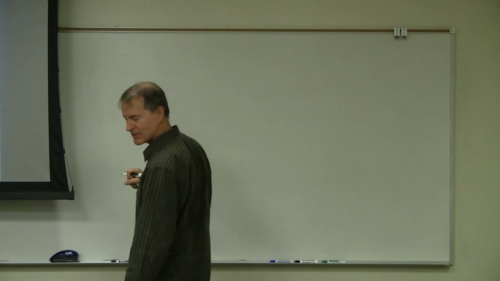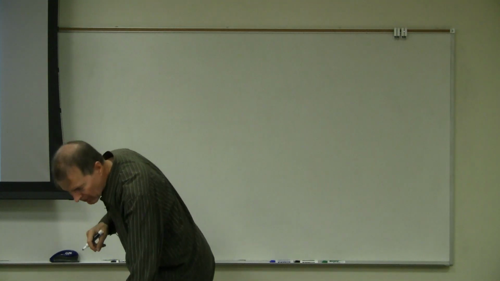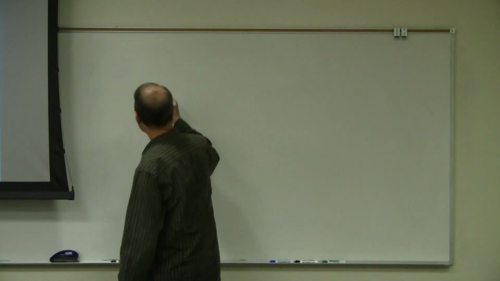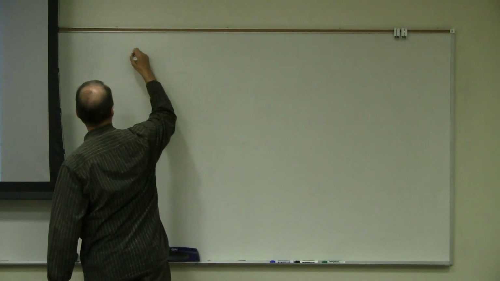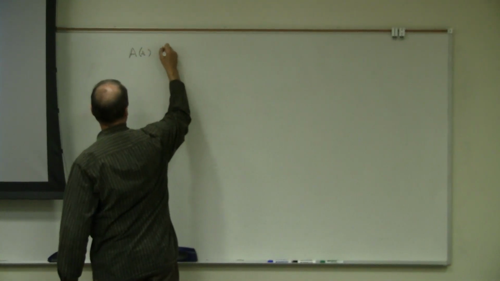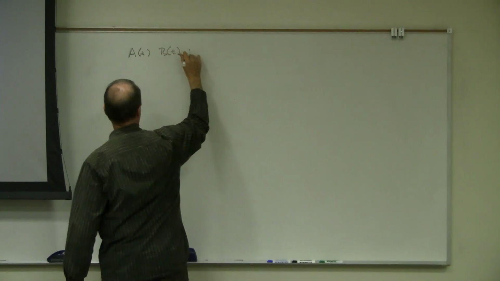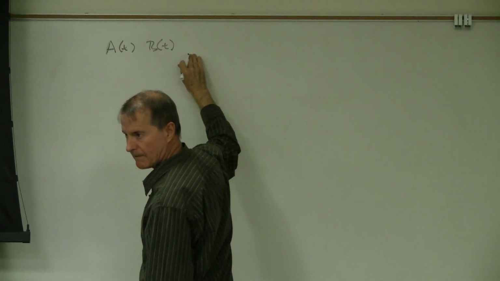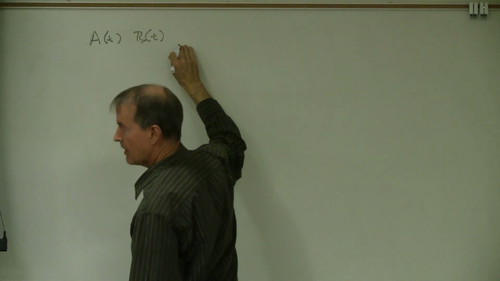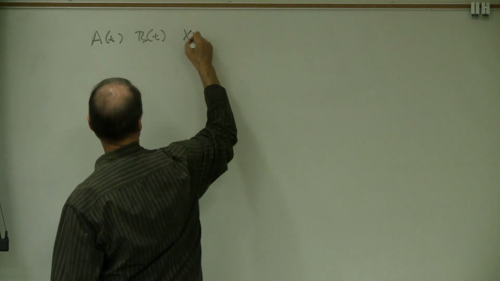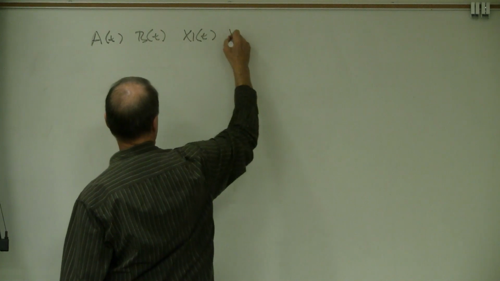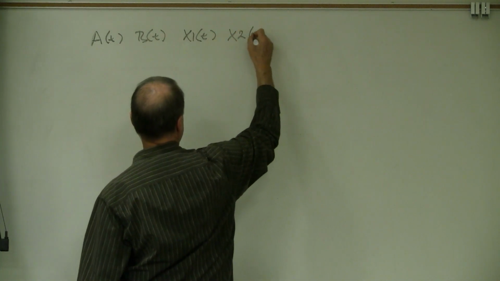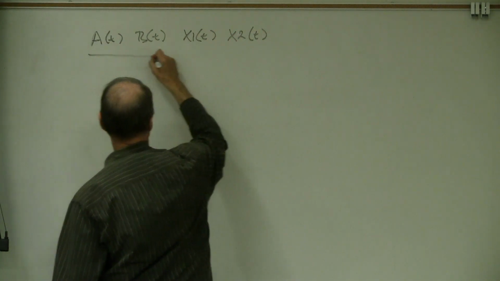So here comes a big table. How many rows? 16. And so what do we start with? We start with A at time t, B at time t, and then what was our input? X1 at time t and X2 at time t. Is everybody clear on this?